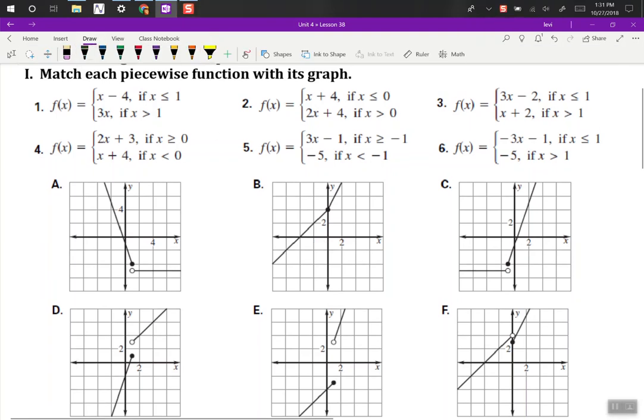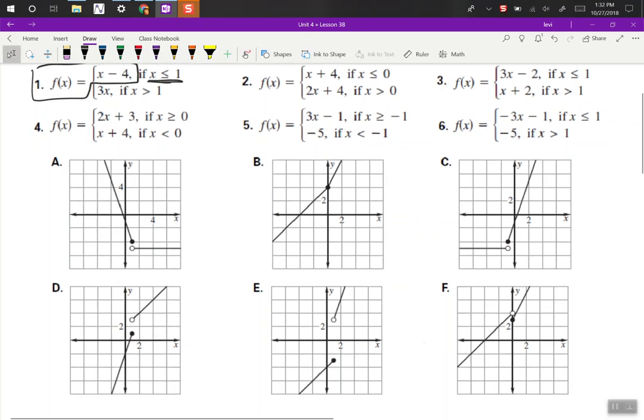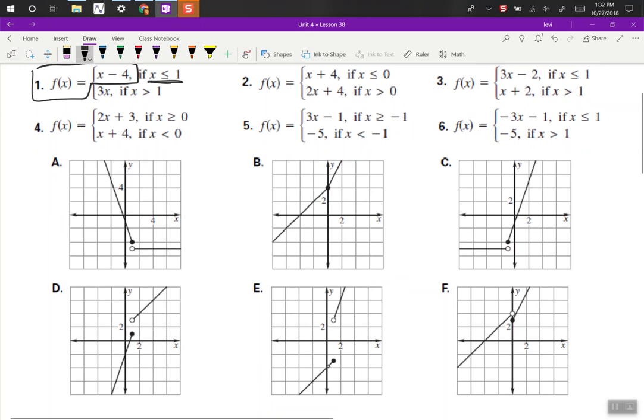This is lesson 38. Match each piecewise function with its graph. So we're looking at the first one. For x values that are less than or equal to 1, we want a y-intercept of -4. Looks like here. Slope is up 1/1. There we go. Our next one looks like our y-intercept is 0. This looks like it would go through 0. Absolutely. Up 3/1. So first one is E.